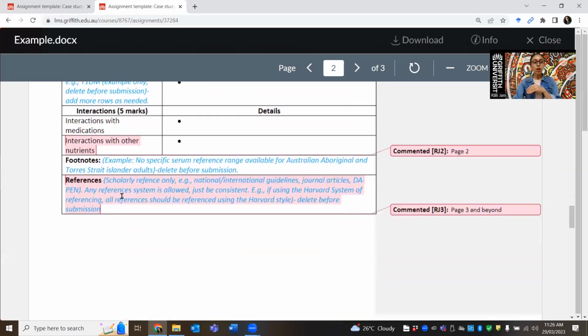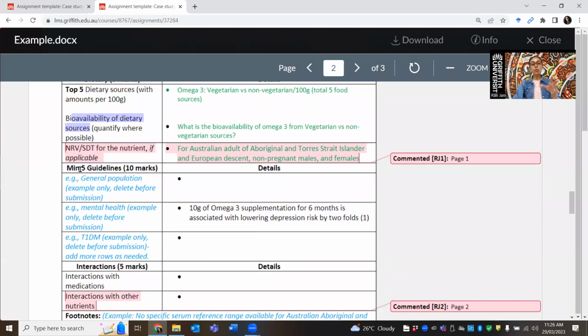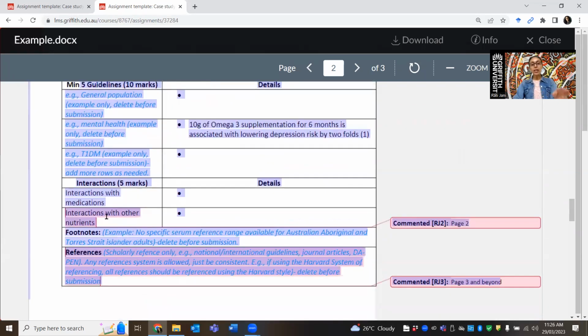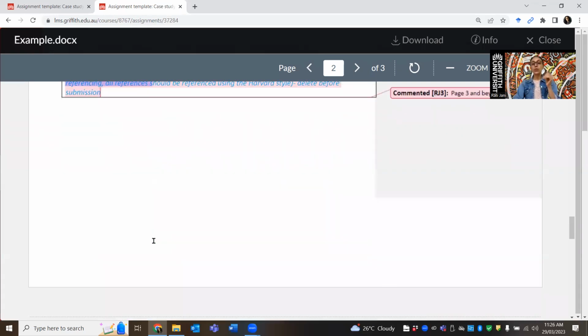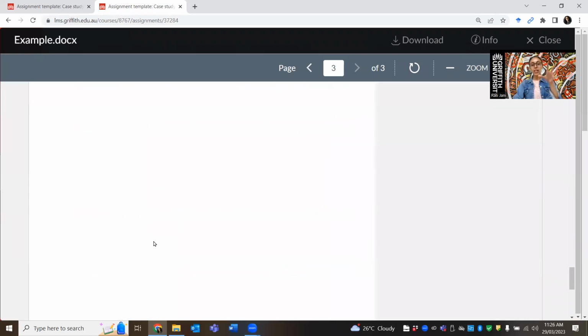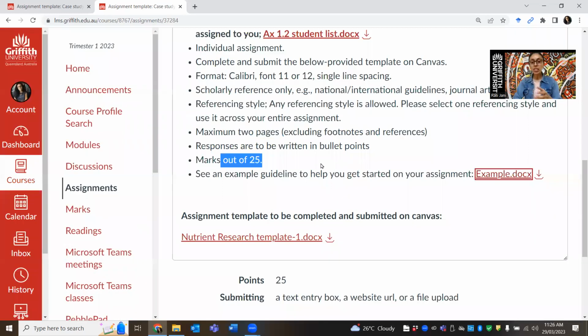Footnote references do not count in your page limit. So I would definitely devote the second page to this more importantly, and a little bit of a section on interactions with medication and nutrient could go in your third page. Do not waste your 2 pages on footnotes and references. So maximum 2 pages, and then the third page could be anything else, all this extra referencing and stuff. Does this make sense, guys? Do you see the importance of this assignment and how it will help you?